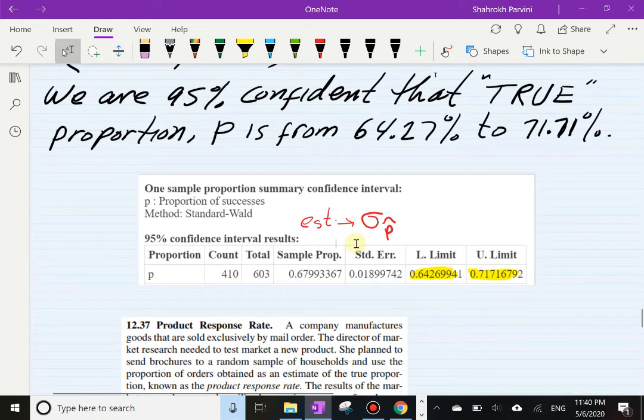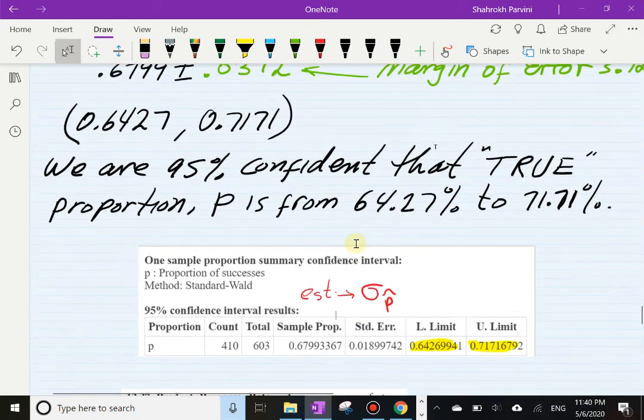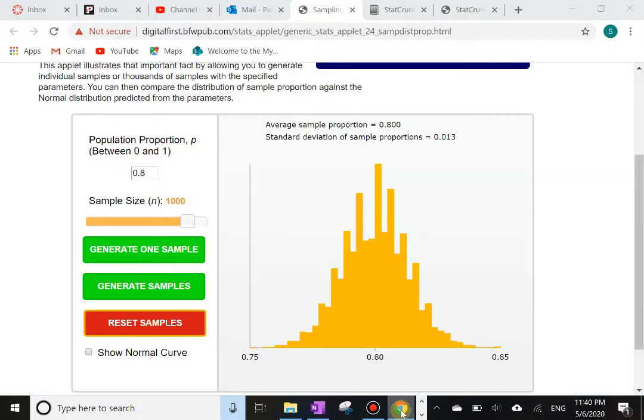Okay, and we're good with this one. Now let me go to StatCrunch, and we're going to actually do this in StatCrunch, correct? So remember the numbers that we had. Let me copy these numbers down so I have them. Sample size was 603 and 410 number of successes, and our confidence interval was 95%. That's all we really need, right? And I'm getting the numbers from here. Okay, let's go to StatCrunch.